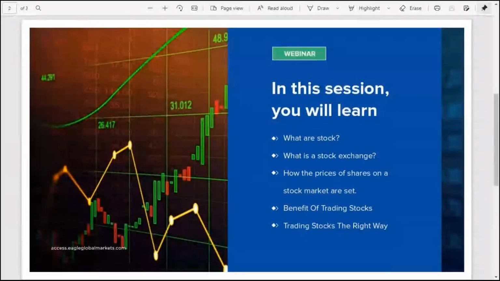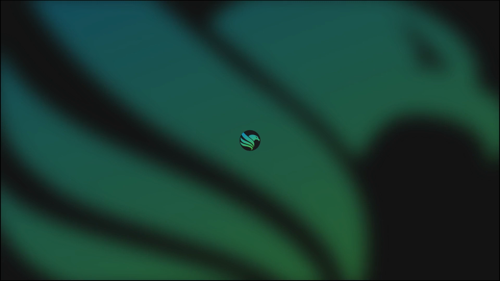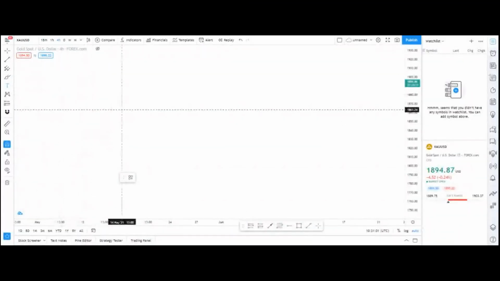Okay. So I'm trying to pop up my whiteboard and write out those things I do when I want to buy a stock. Okay, I believe everybody can see my whiteboard.